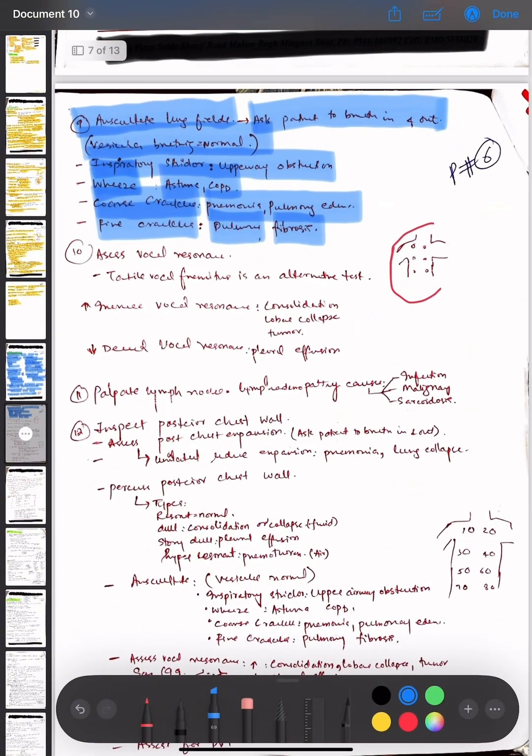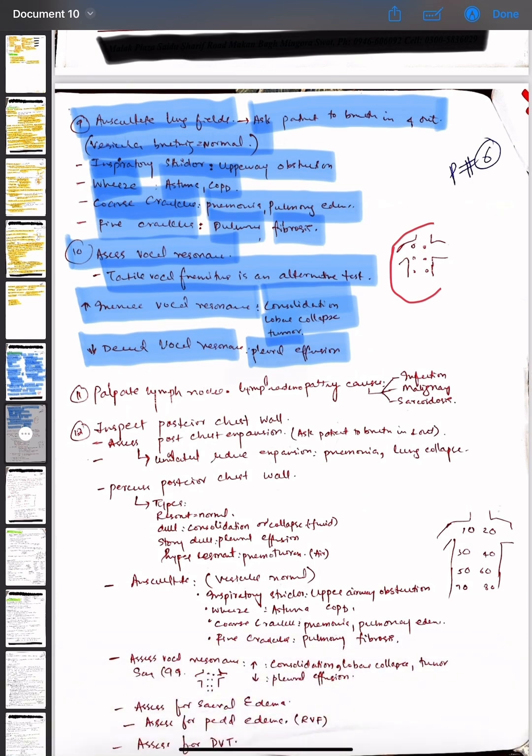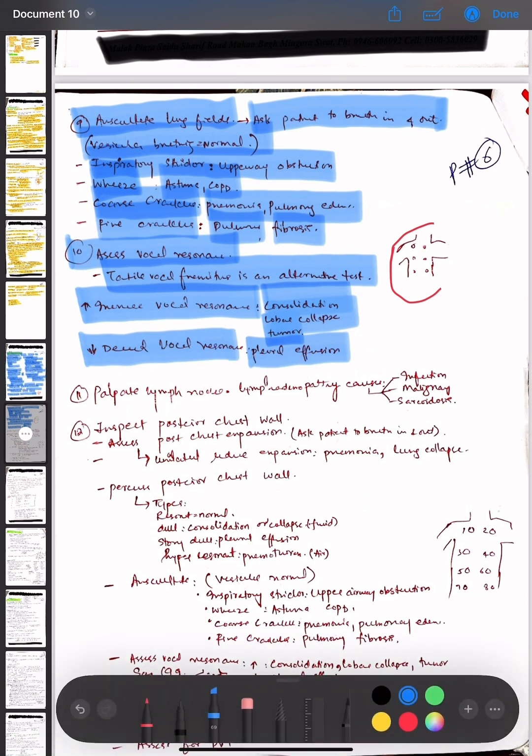After auscultating, you have to assess the vocal resonance. That is, tactile vocal fremitus is an alternative test. Increased vocal resonance is present in consolidation, lobar collapse and tumor, and decreased vocal resonance is present in pleural effusion. Okay, you have to assess for the vocal resonance. Tactile vocal fremitus is the alternative test, and if the vocal resonance is increased, it means that there is consolidation, lobar collapse or tumor. If the vocal resonance is decreased, then it means that there is pleural effusion. Then palpate the lymph nodes.